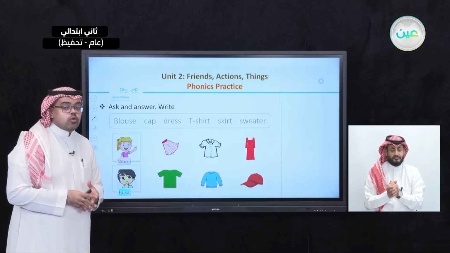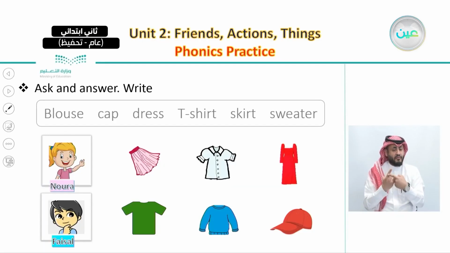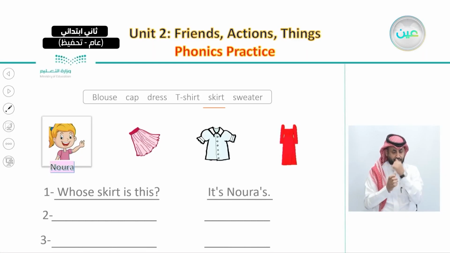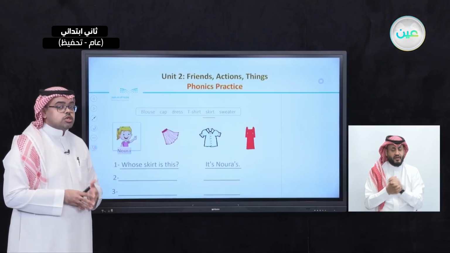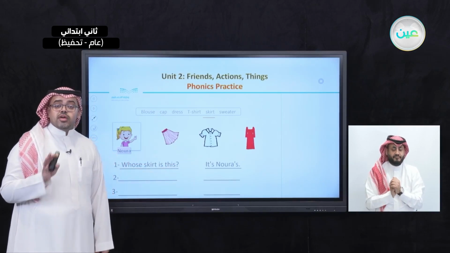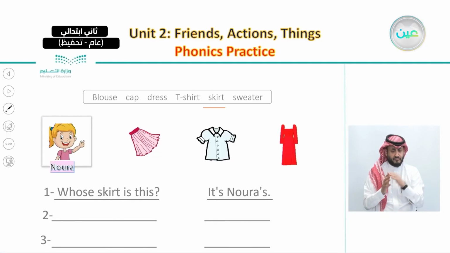And if we want to know who is the person, here, as you can see, Nora has all of these clothing. She has the skirt, the blouse, and the dress. And here, Faisal, he has a T-shirt, a sweater, and a cap. What we need to do now is to make questions and answers. So, you have the list of words above these pictures, and what you need to do is to learn how to ask, and also how to answer.